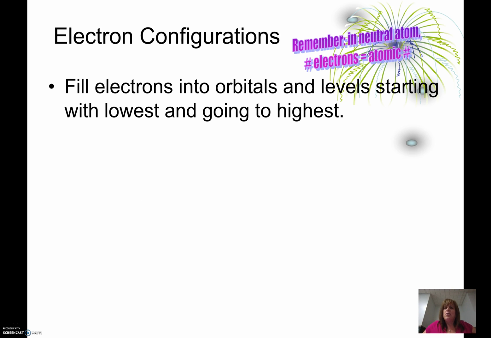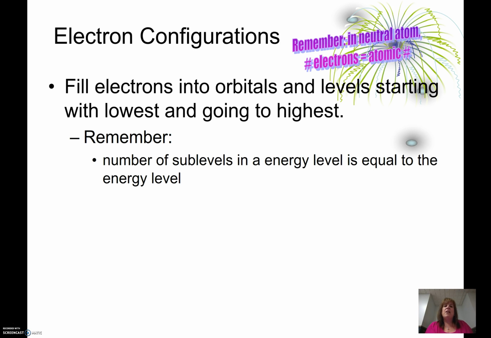Well, how many electrons does an atom have? Do you remember from last unit? We need our periodic table. Remember that the number of electrons in a neutral atom is the same as the atomic number. And remember, the atomic number is the number on the top left corner of the little box with the element in it on your periodic table. So if you don't have your periodic table out, get it out. You're going to need it.